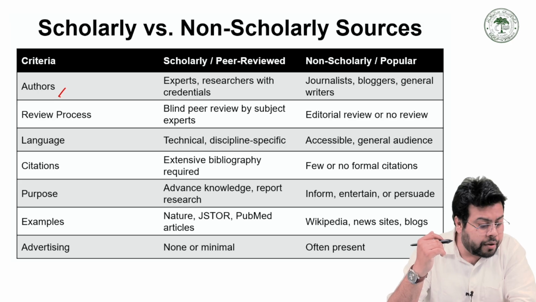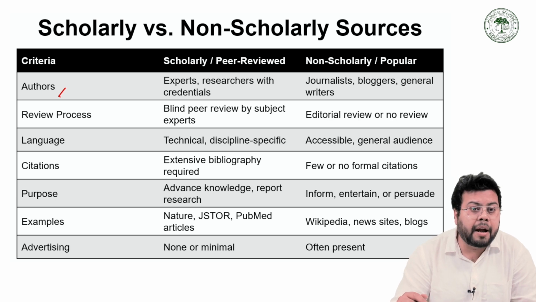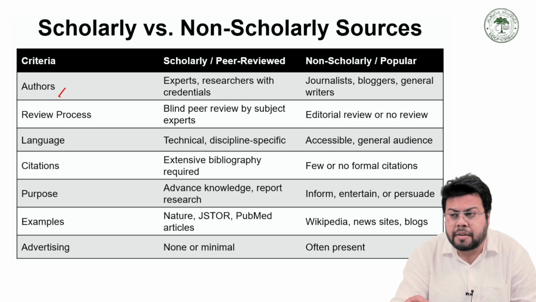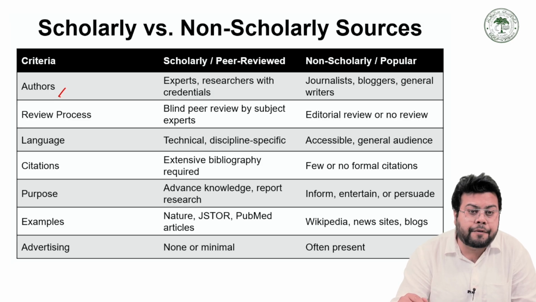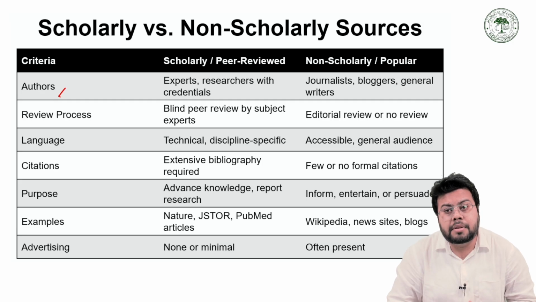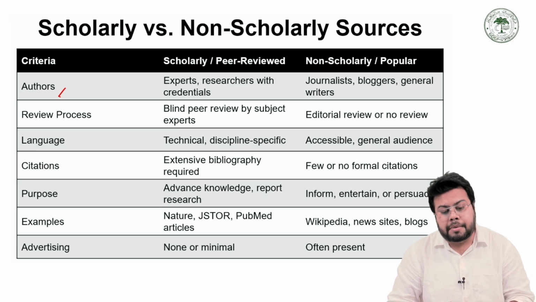By general writer, I mean people who do not come from an academic background. Now, another criterion is the review process. For the scholarly journal, we have blind peer review by subject experts. But for non-scholarly sources, we have editorial review or sometimes even no review. Then we have language. Language should be technical and discipline specific, and the use of jargon or registers sometimes becomes a tool to help people understand the ideas or concepts.